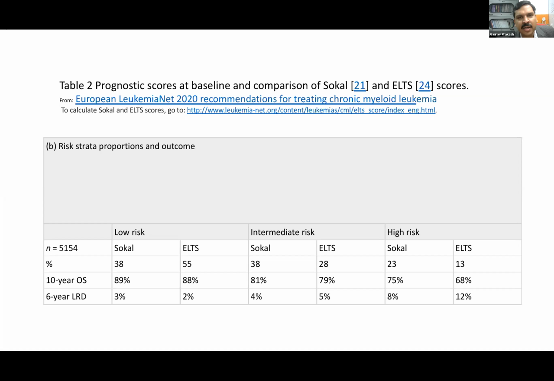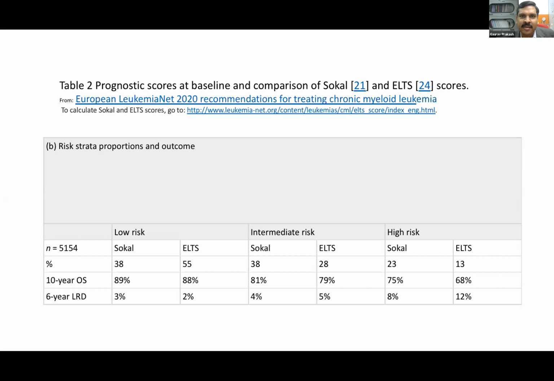I think, sir, this is more relevant now that we have approval as well as access to second and third generation TKI upfront. Although only a prospective randomized trial will tell us whether high Sokal and high ELTS score patients treated with imatinib versus a newer TKI have a better outcome. That is for time to tell us. But as of now, ELTS data is a combined data of all first generation and second generation. It is not a comparative study.